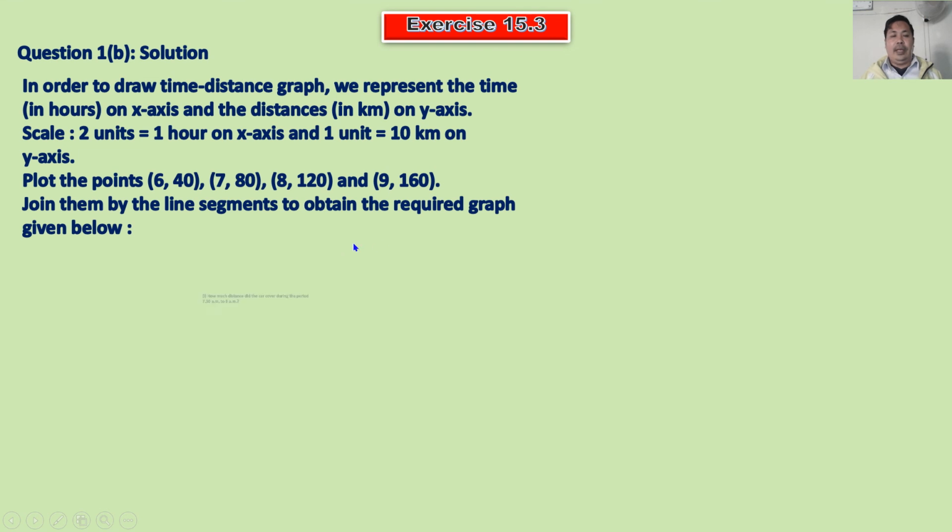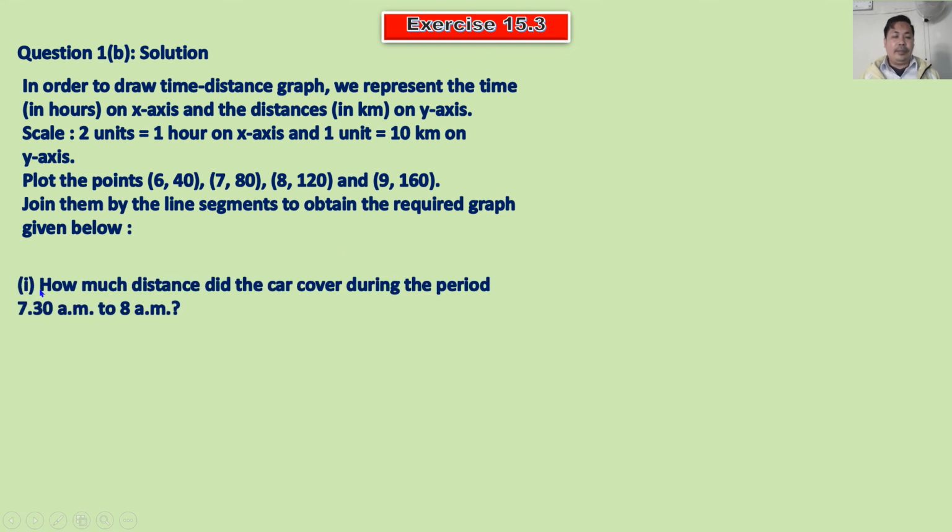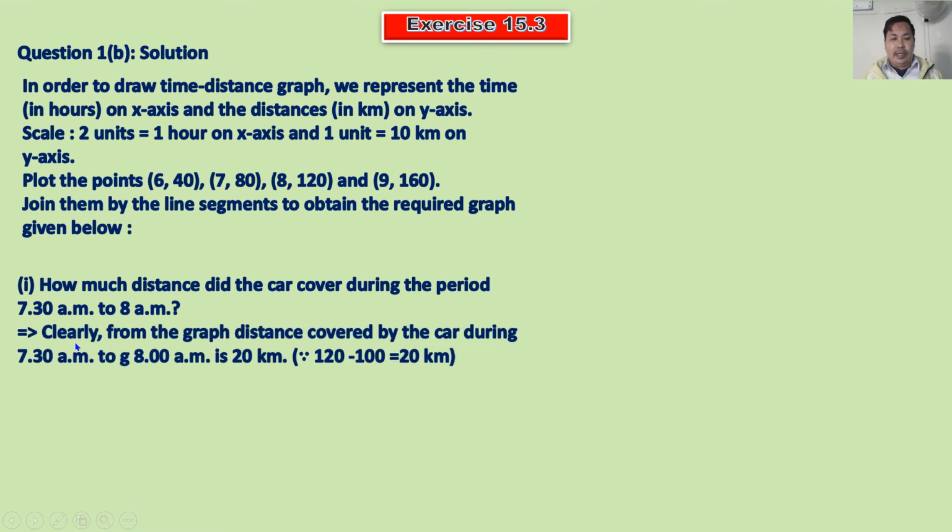Okay, then here you see, my dear students, one question is there: how much distance did the car cover during the period of 7:30 a.m. to 8 a.m.? So the answer is given here, that clearly from the graph we can see the distance covered during 7:30 to 8 is 20 kilometers, and it is obtained by 120 minus 100, it is 20 kilometers.